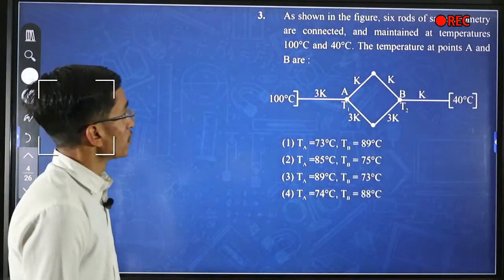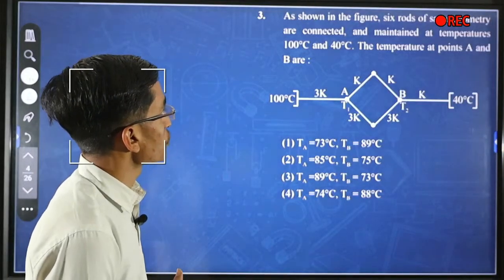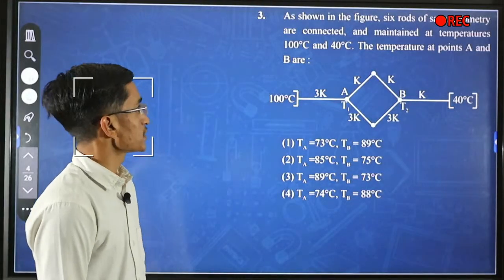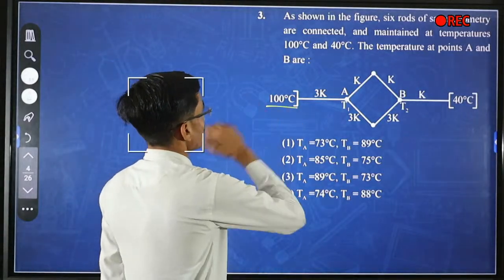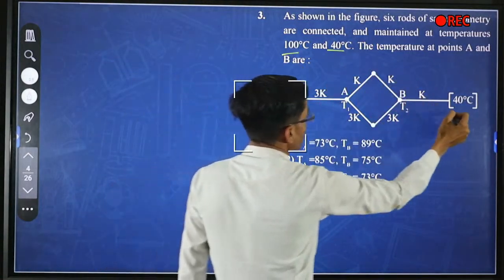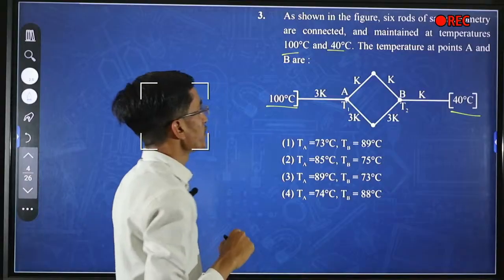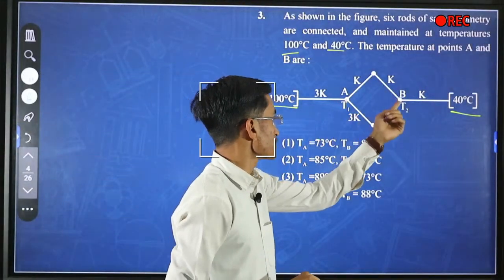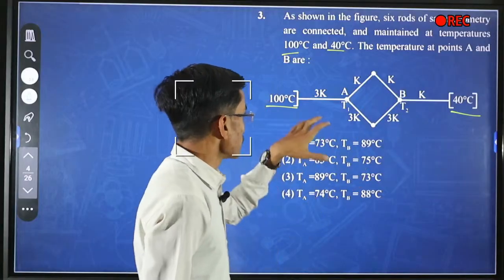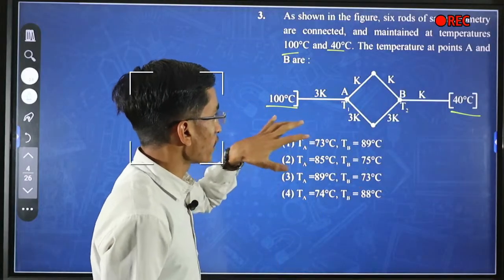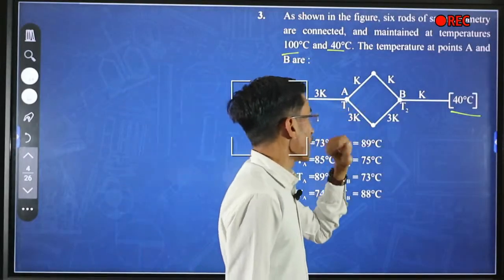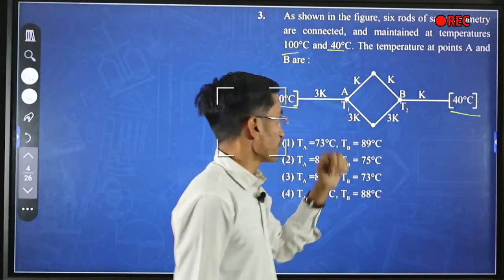Third question. As shown in the figure, 6 rods of the same geometry are connected and maintained at temperatures of 100 degrees Celsius and 40 degrees Celsius. The temperatures at points A and B are? So we have to find the temperature of point A and the temperature of point B. Here all rods have the same length and the same area. So they are identical in geometry.